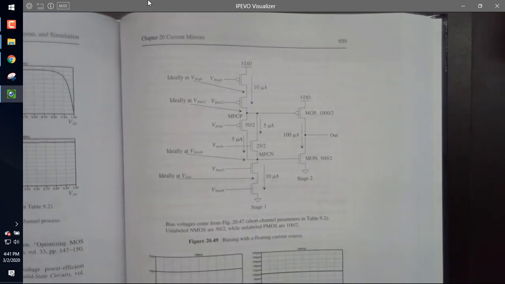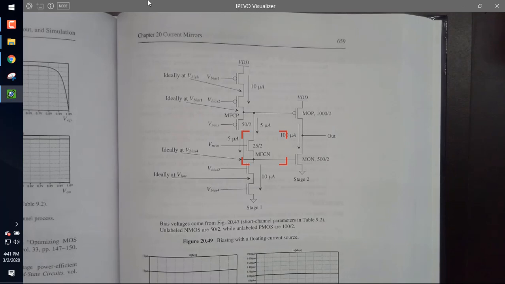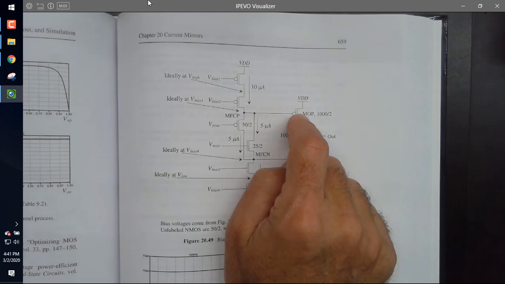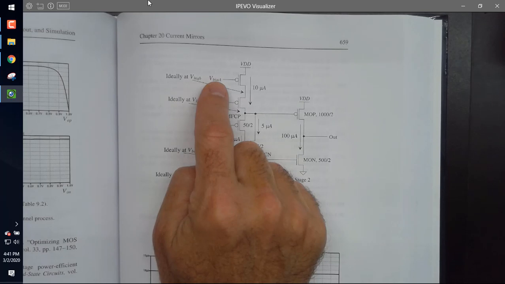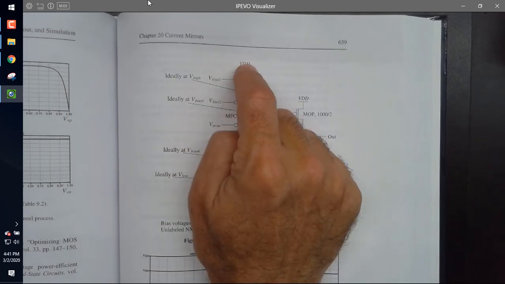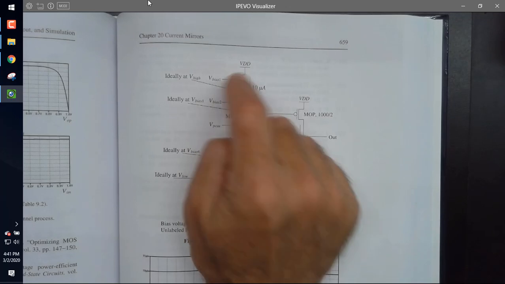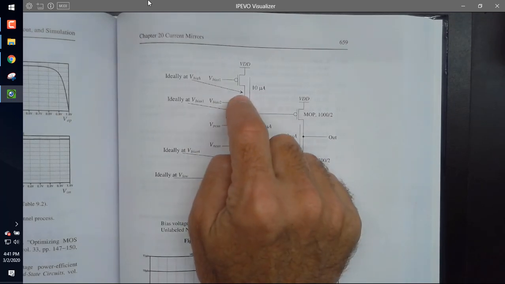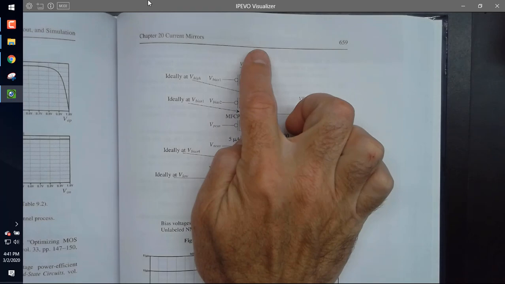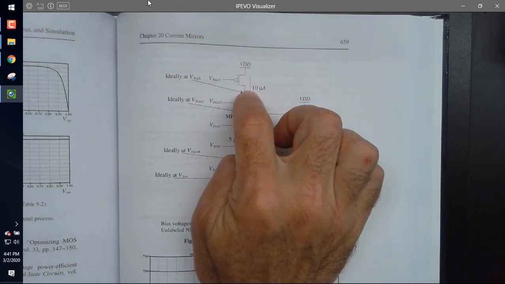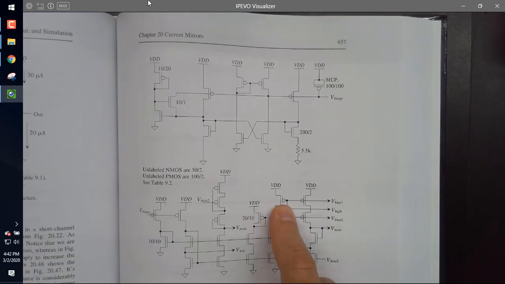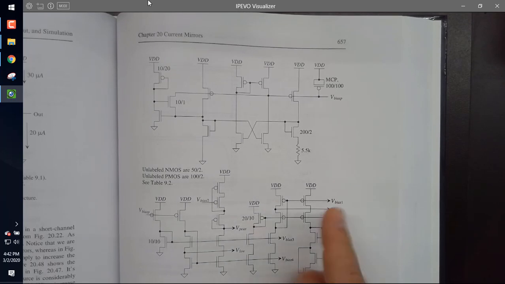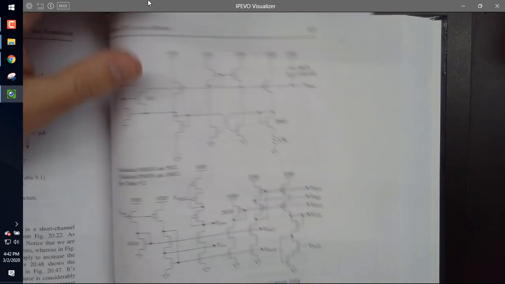Let's see if we can make this a little clearer. That looks better. Okay, so I want you to tell me one more time what these voltages are. What is V bias 1? VDD minus VSG. What is V high? VDD minus VSD sat. Everybody sees these voltages? They come from this bias circuit. The bias circuit is used for biasing those transistors.